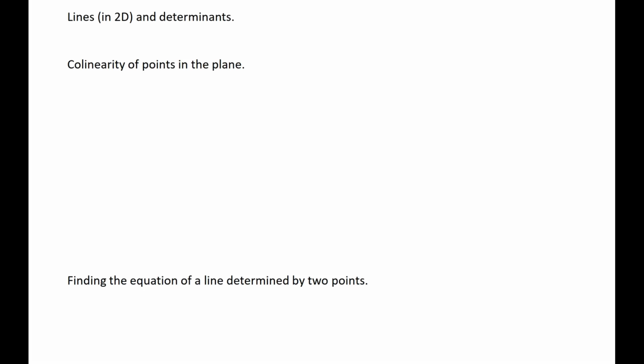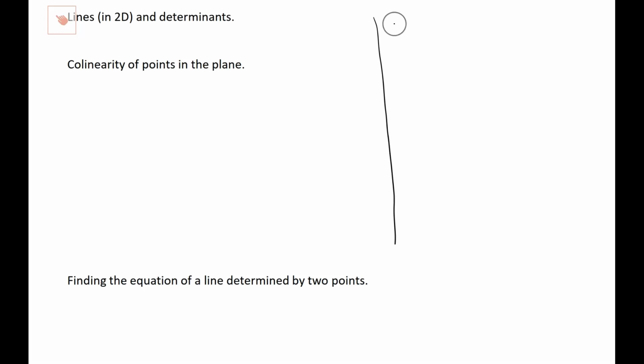Hi everyone, in this video we're going to see two applications of the determinant in the context of lines in the Cartesian plane. So we're going to talk about determining collinearity of points in the plane, and then we'll see how we can use kind of the same ideas to find the equation of a line determined by 2 points. All of this is based on a kind of simple idea, and it's one that we're already familiar with when we talked about polynomial interpolation.